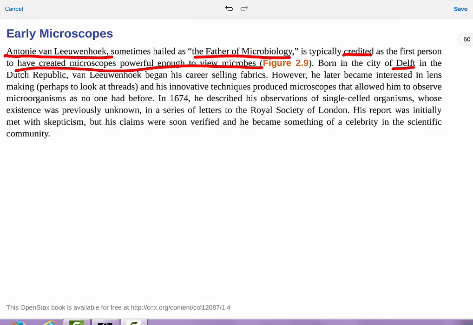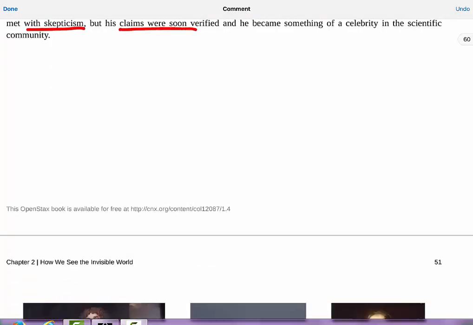Born in the city of Delft in the Dutch Republic, he began his career selling fabrics, but then he became interested in making lenses. And because he did such a good job, he was able to see microorganisms as no one else had done before. Then he described his observations of these organisms that he saw. People hadn't seen it before, so they initially were pretty skeptical. They didn't think that that was something that was true, since nobody had a microscope or lenses like he had. But then as more and more people were making lenses and checking on it, it became a very popular idea and correct idea.